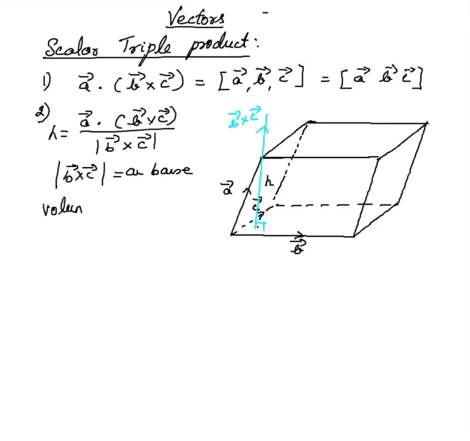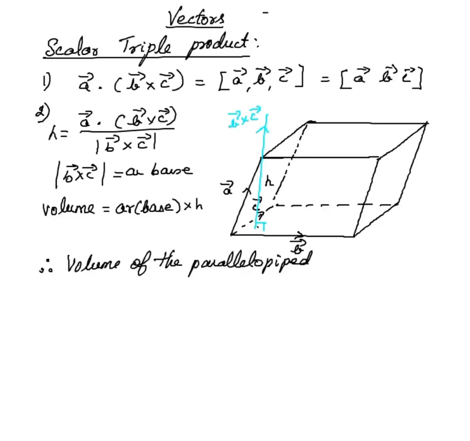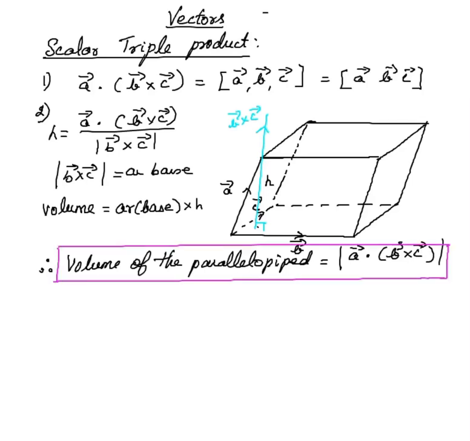And volume of this figure will be area of the base into height. If we multiply the height and the area of the base, magnitude of B cross C will get cancelled. So we get A dot B cross C. Therefore, the volume of the parallelepiped is equal to vector A dot vector B cross vector C with its absolute value sign, because volume has to be a positive quantity.